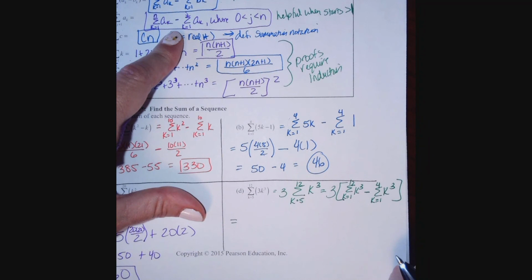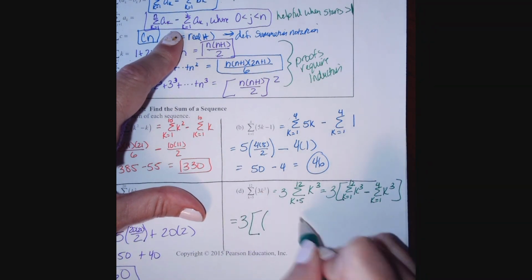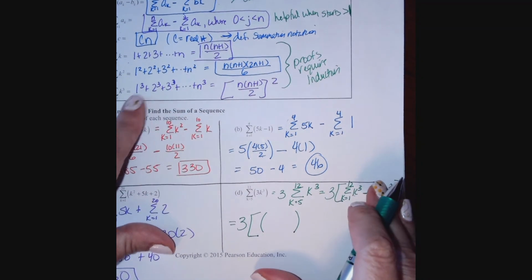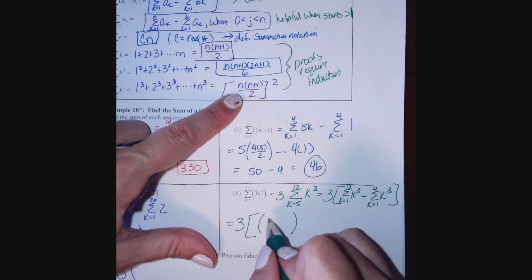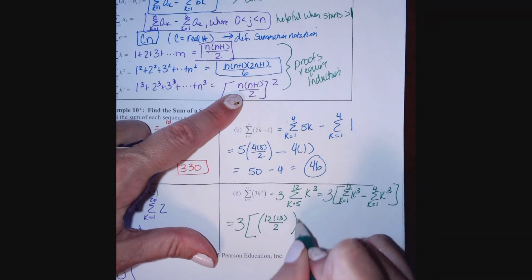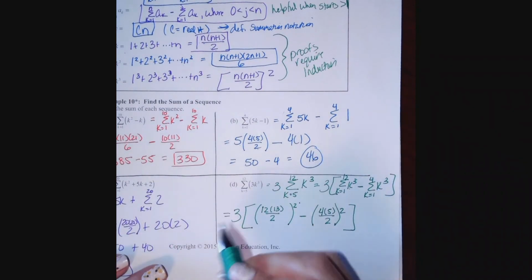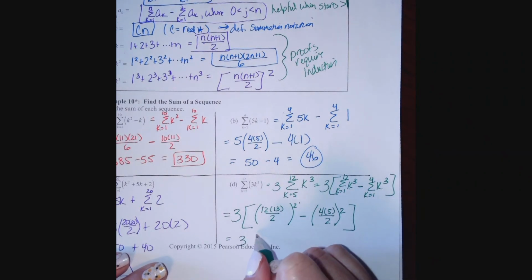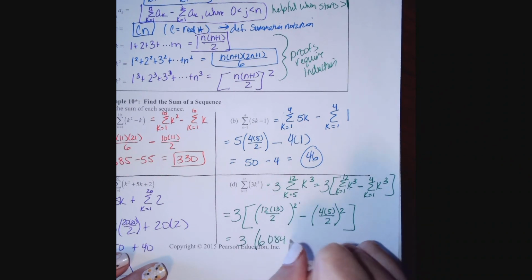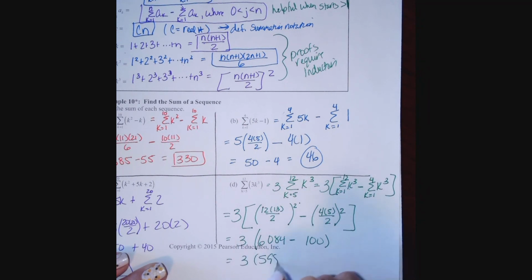All right, moving on down. 3 times. Now this first parentheses, I'm summing k cubed from 1 to 12. My cubed pattern is here. So that is going to be 12 times 13 over 2, squared. And I'm subtracting from that 1 to 4, so n is 4: 4 times 5 over 2, squared. Okay, so I have 3 times 6,084 minus 100, which is 3 times 5,984, which comes to a sum of 17,952. Now, I don't do all that in my head, obviously. I have it written down. Have your calculator handy, but make sure you can see how you can use those shortcuts.